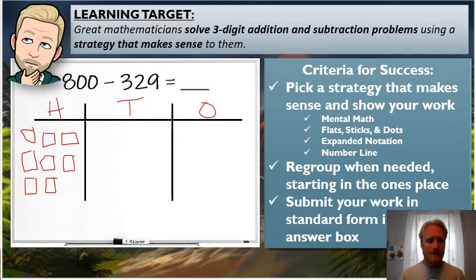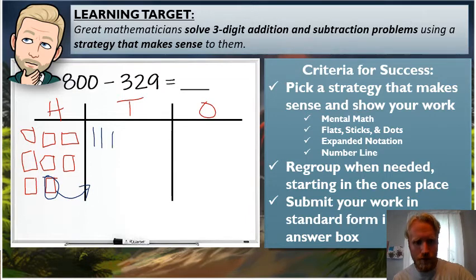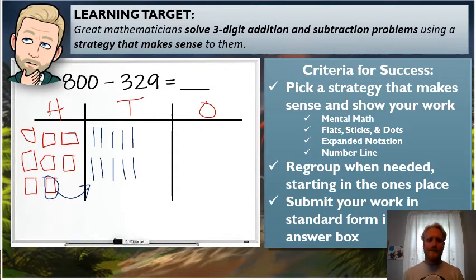Okay, so I have to take away from the tens place. Wait a minute, I don't have anything in the tens place either. So that means I have to regroup all the way from the hundreds place into the tens place, into the ones place. All right, so let's go ahead and do that. I'm going to take one of my hundreds, and I'm going to break that over. So 1, 2, 3, 4, 5, 6, 7, 8, 9, 10. All right, 100 is equal to 10 tens.